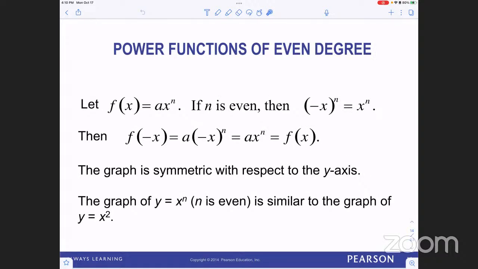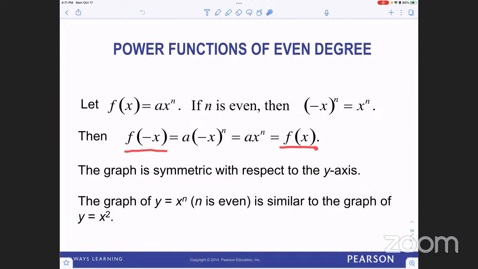Then if we consider the power function here, and suppose that n is even, then if we were to consider negative x to the power of n, with an even number of negatives multiplied together, we're going to get essentially a positive. So basically we're showing that when we consider f of negative x, we're able to finish with f of x because n is even.